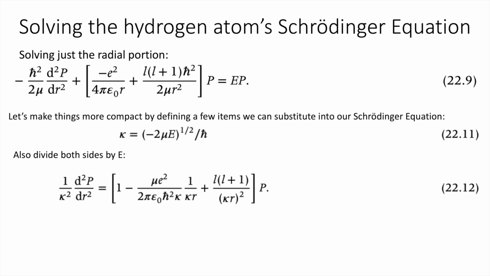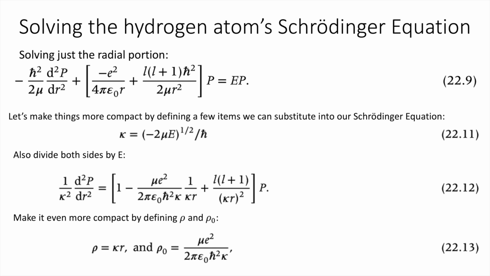So, if we define that kappa, from equation 22.11, we say, all right, let's define something called kappa. And it's going to be minus 2 mu E, square root of that, over h bar, and substitute it into equation 22.9. Then we have 22.12 here, and it doesn't look like it really helped all that much. Right now there's a kappa in there, but there's some other things too, but we'll keep going. It gets better, right? Right now it looks like that, but we can make it a little more simple.